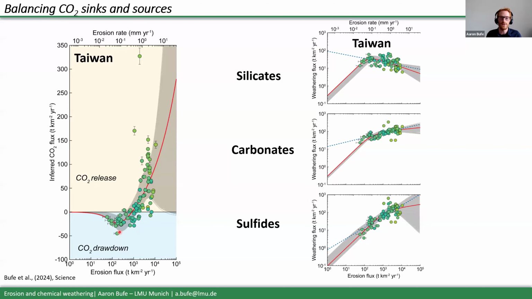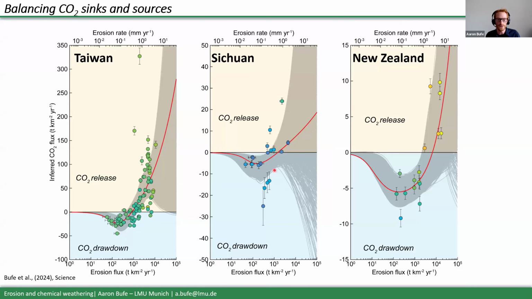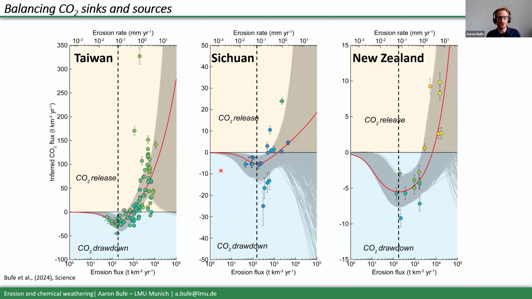And the interesting thing is that for the other study areas, we also find a very similar shape with this sort of maximum CO2 drawdown here. Even though the absolute numbers are very different, probably because we're looking at different lithologies. So the absolute fluxes are different, but the general relationship between silicate, sulfides, and carbonates is similar. And the location at which the CO2 drawdown is maximized is very similar in all of these study areas, around 0.07 millimeters a year.